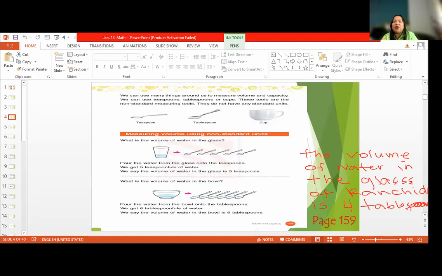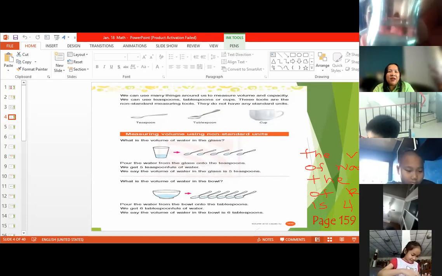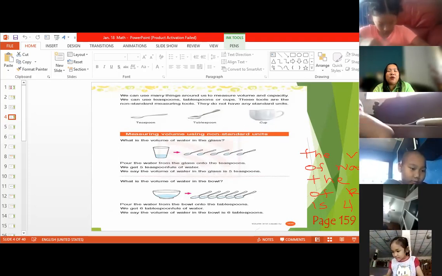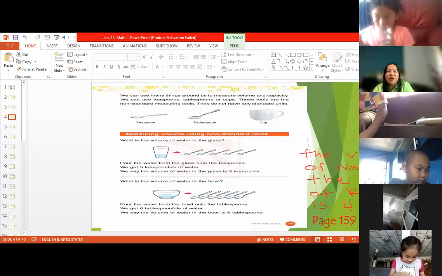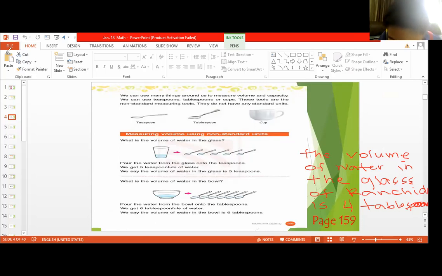How will you measure using non-standard measurement? You know it already, class? So that's how easy it is to measure the volume by your own selves by using tablespoons, spoons, or cups. It's very easy. Okay, so let's continue. Thank you, Ranchida, for doing that one.